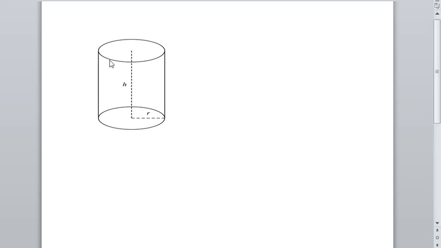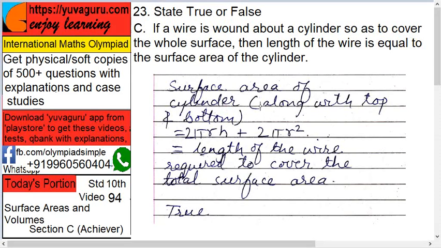So that is equal to the total surface area of this cylinder, along with the height and top and bottom, right? So the surface area of the cylinder along with top and bottom equals 2 pi r h along the height, right, and 2 pi r square for top and bottom, because pi r square is top, pi r square is bottom, equals the length of the wire required to cover the total surface area. So this is true.